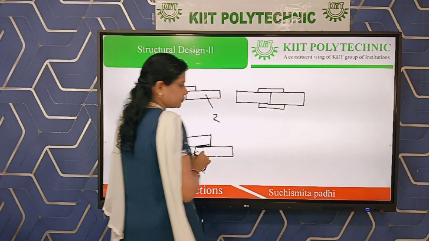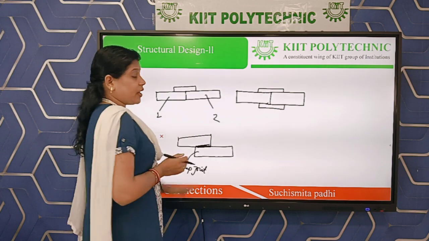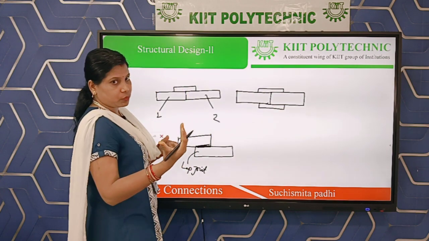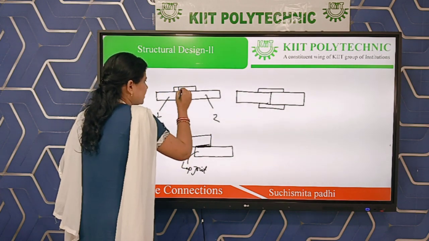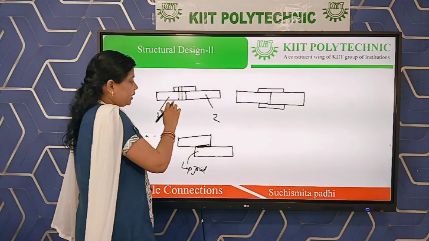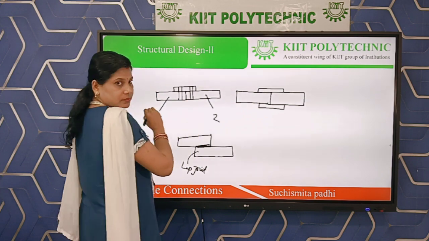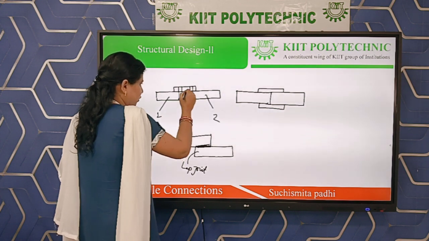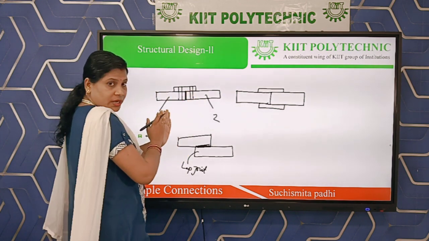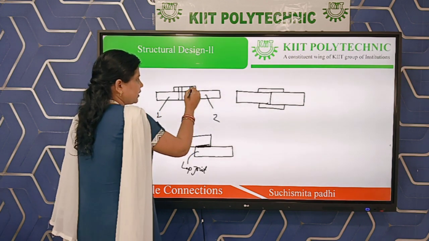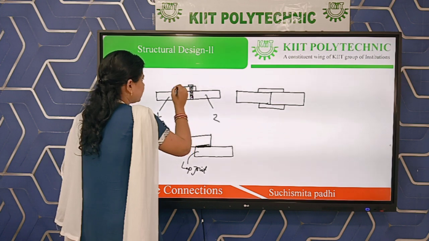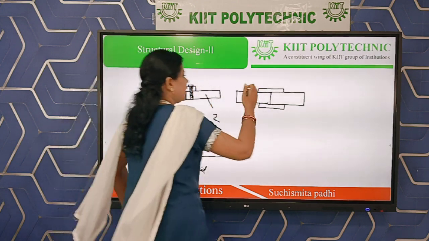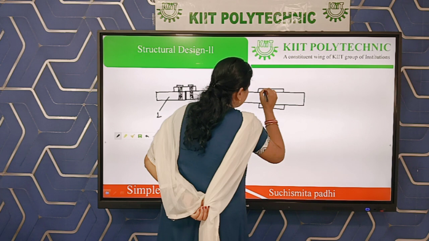The butt joint is divided into types: single cover, double cover, single bolted, double bolted. If you are providing one bolt on one side, this is named single bolted single cover. Here is the end-to-end connection point. On one side we provide one bolt, on the other side another bolt. That's why this is single bolted with single cover. Here, double bolted with double cover.